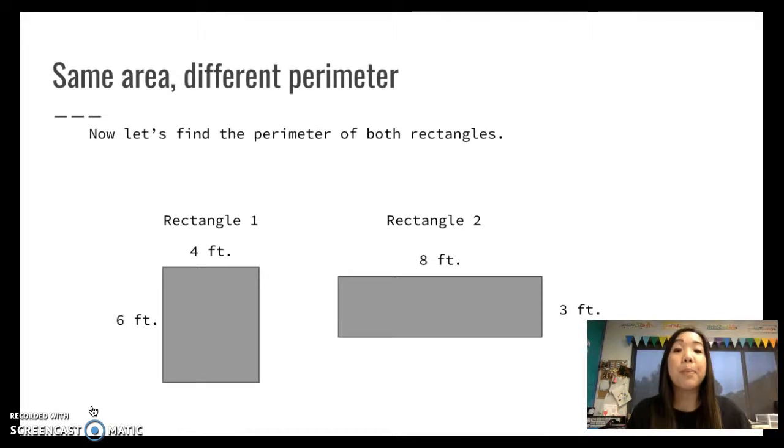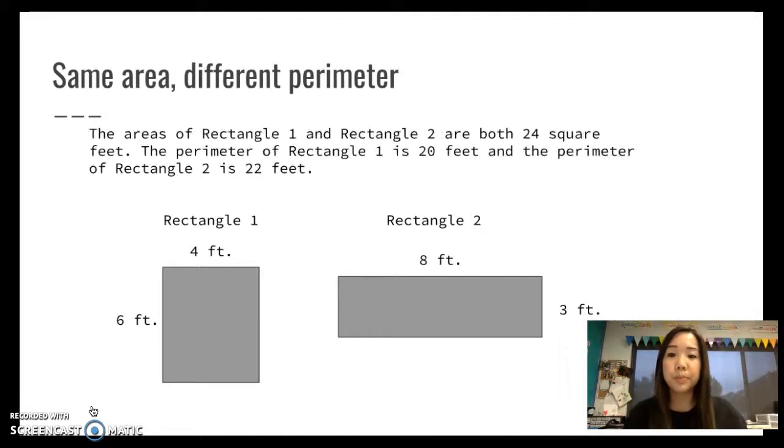Now let's go ahead and find the perimeter of both rectangles. I put both rectangles back up on the screen for us. As we had mentioned in the last couple slides, the area for both rectangles is 24 square feet. But if I'm looking at the perimeter for rectangle 1, if I add up all those sides, 6 and 6 make 12, 4 and 4 make 8, 12 plus 8 will give me 20 feet. I added up all the sides for rectangle 1 to find the perimeter of 20 feet.